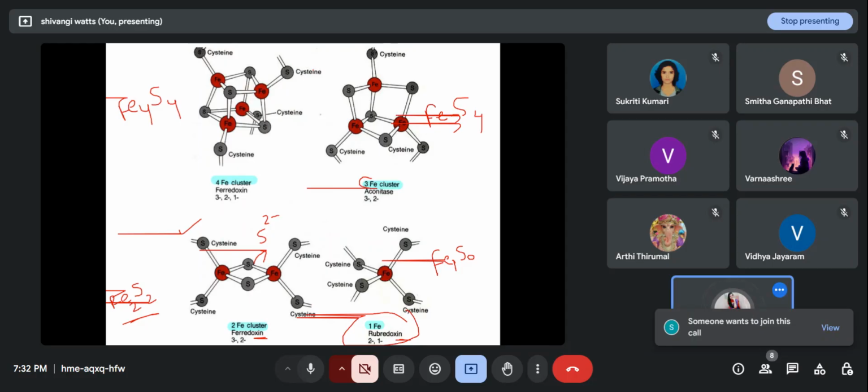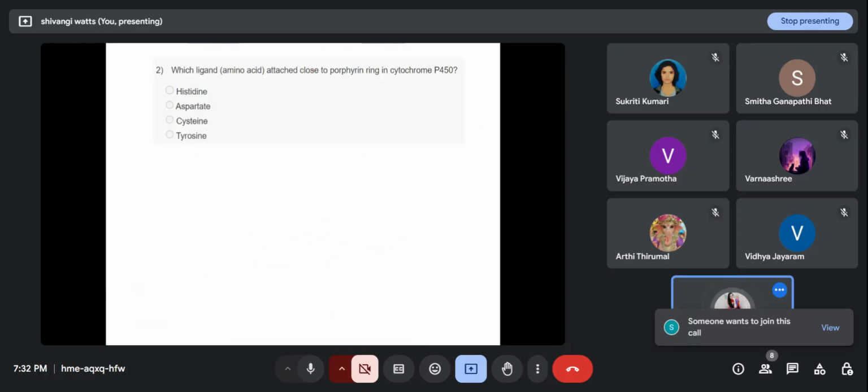Okay, moving to the next question. Which ligand or amino acid is attached close to the porphyrin ring in cytochrome P450? Option A is histidine, B is aspartate, C is cysteine, and D is tyrosine. First of all, what is cytochrome P450? Cytochrome P450 is an iron containing enzyme in which the oxidation state of iron is +3. It contains the porphyrin ring.